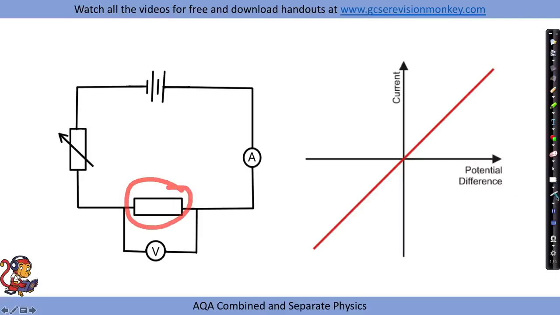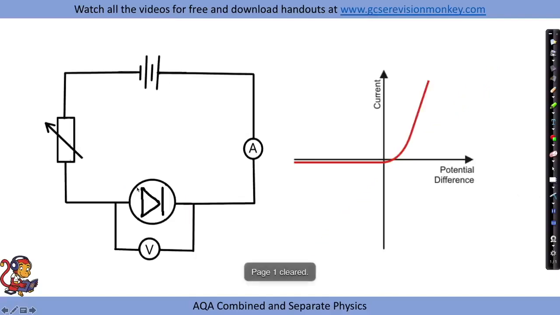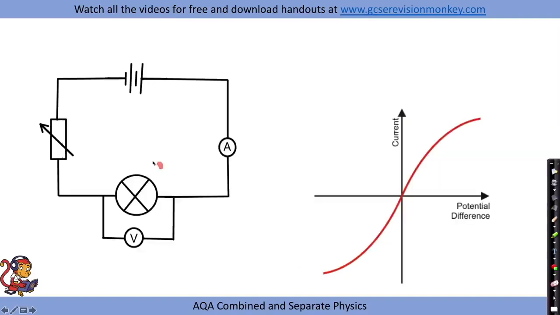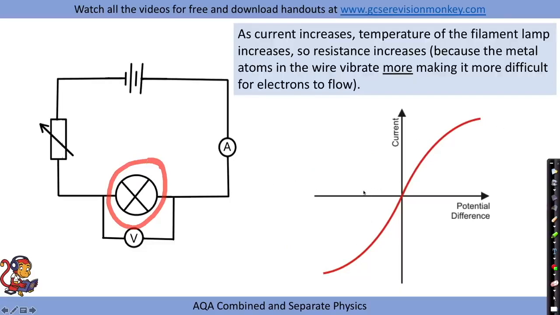We'd leave the rest of the circuit the same, and we can replace it with a diode, for example. Now, a diode only lets current flow in one direction, so you'll notice that the graph does not have values in the negative region, and it only has values in the positive region. Finally, you might want to draw an IV graph for a filament lamp, and this graph has a different shape again, because as current increases, the temperature of the filament lamp also increases, so resistance increases.